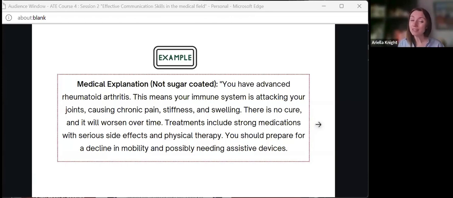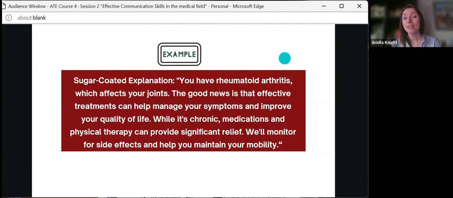And so now let's look at a sugar-coated version of sharing the exact same information. Here's the sugar-coated explanation. You have rheumatoid arthritis, which affects your joints. The good news is that effective treatments can help manage your symptoms and improve your quality of life. While it's chronic, medications and physical therapy can provide significant relief. We'll monitor for side effects and help you maintain your mobility.